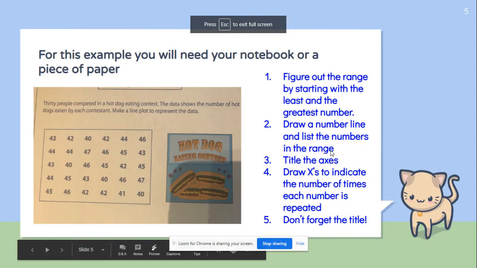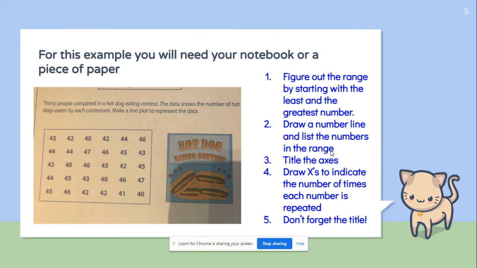Okay, so now it's your turn. So what I need you to do is stop the video for a second, and I want you to grab either your notebook or a piece of paper. You're going to be trying this line plot on your own, and then on the next slide, I will reveal how you can do it. So I want you to take your time and stop your video to work on this.